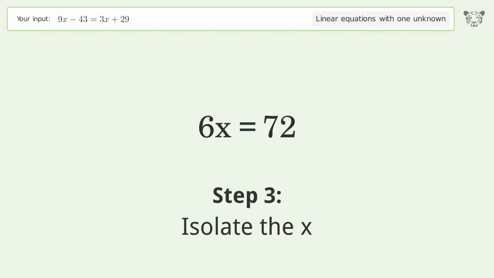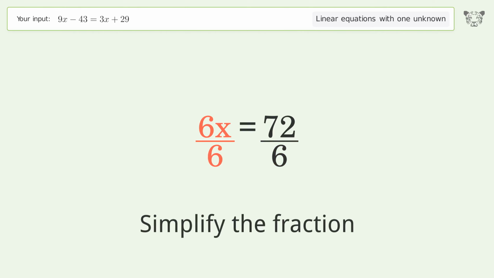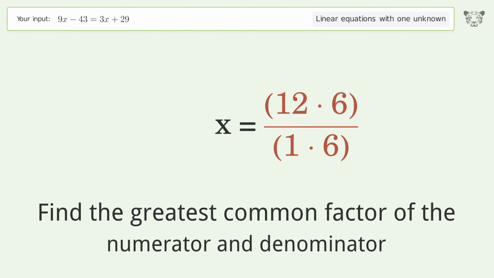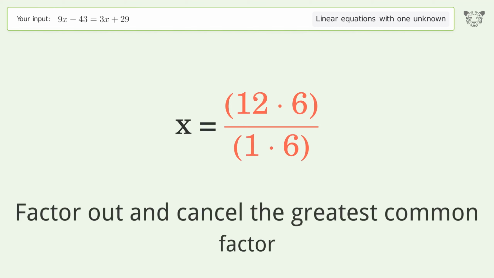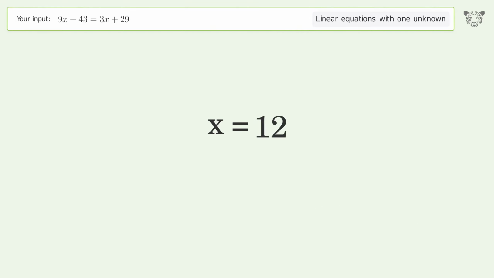Isolate the x. Divide both sides by 6. Simplify the fraction. Find the greatest common factor of the numerator and denominator. Factor out and cancel the greatest common factor. And so the final result is x equals 12.